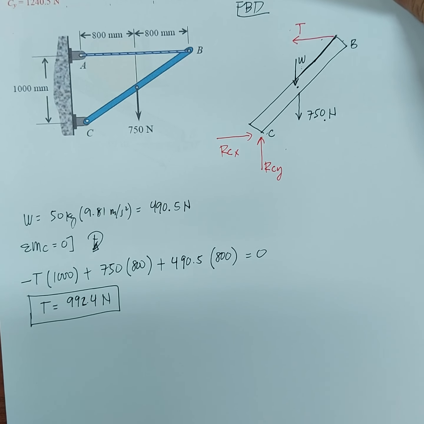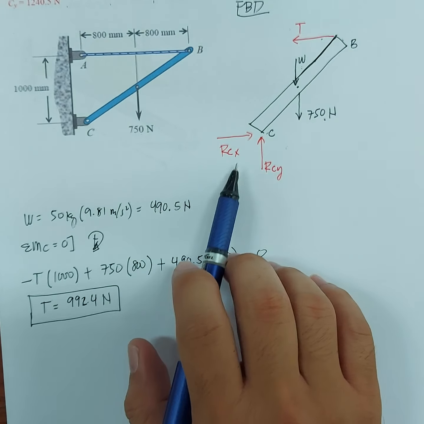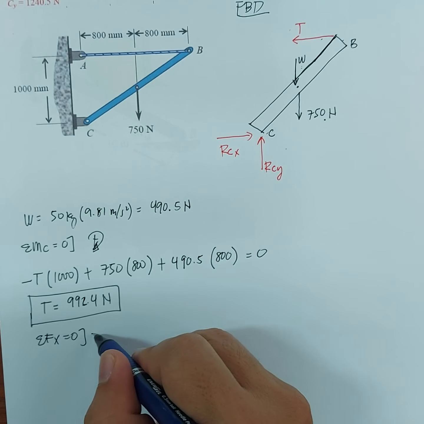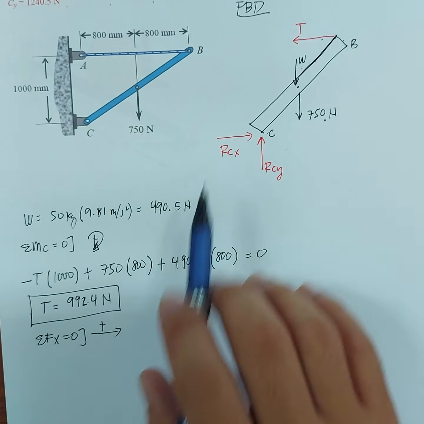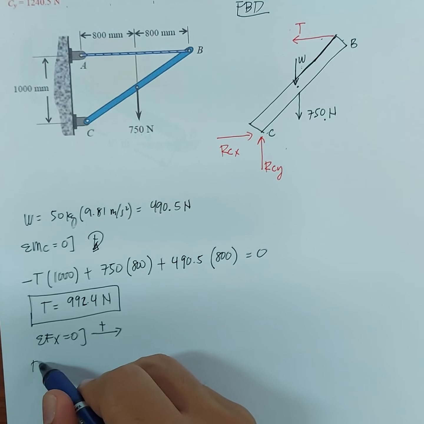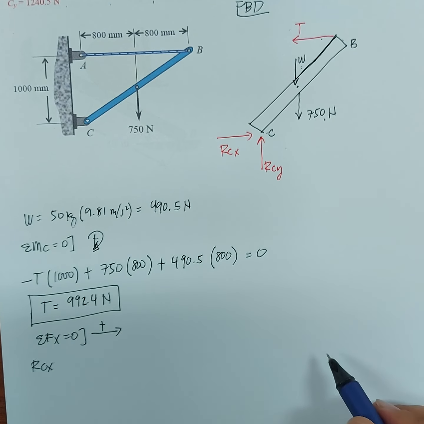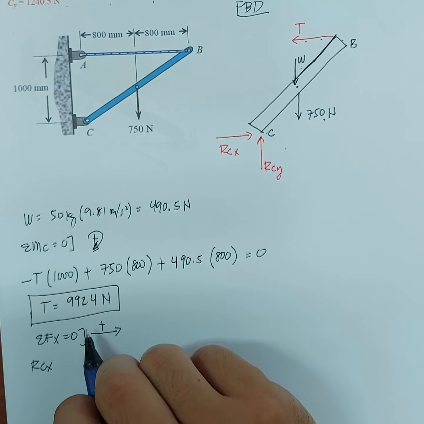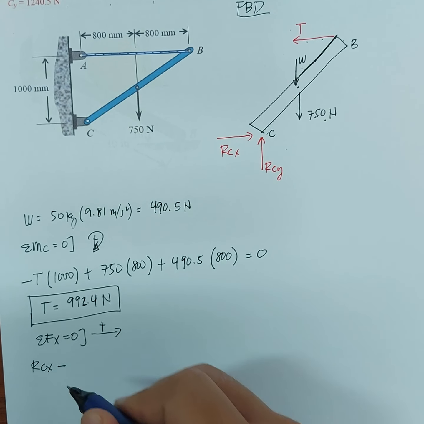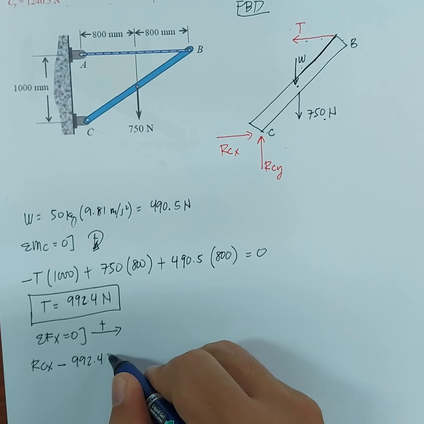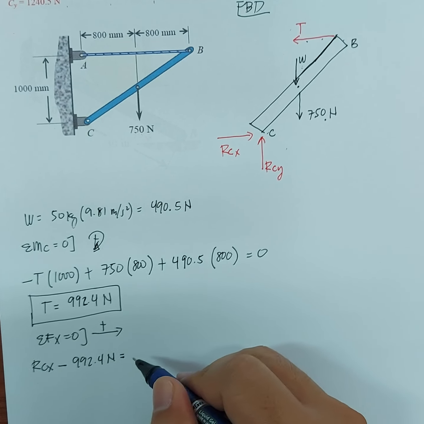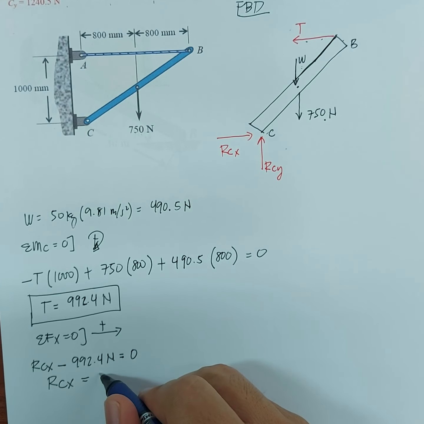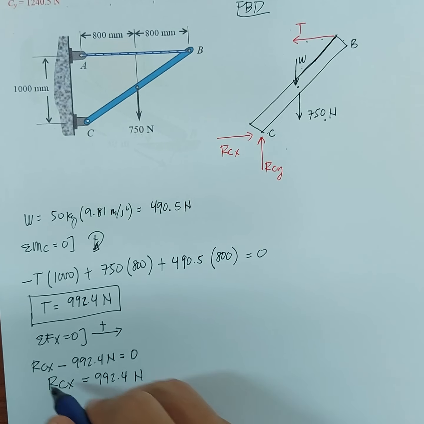Next. Summation of, so namin natin yung RCX and RCY. Summation of forces along X is equal to 0. Forces to the right positive. We have assumed RCX to be directed to the right, so RCX is positive in this equation. Ano pa yung mga horizontal forces? We have T, which is directed to the left. 992.4 newtons. Wala na yatang ibang horizontal forces. So equate that to 0. So obviously RCX is also equal to T. So that's 992.4 newtons.